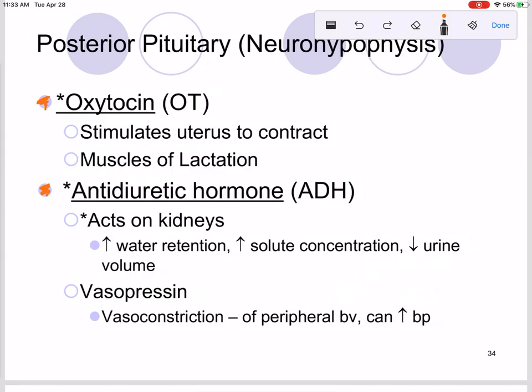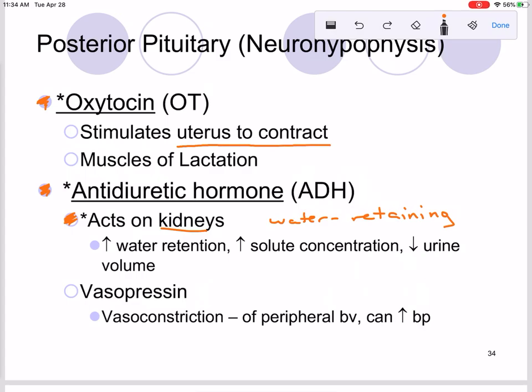So, as we know, these 2 hormones are actually produced in the hypothalamus, but they just happen to be released from the posterior pituitary gland. They're produced in the hypothalamus, travel down to the posterior pituitary gland where they're released from. You already know about ADH. Goes to the kidneys, that's the target organ or target cells, and this is our water-retaining hormone. See, some of these you already know. Don't even have to worry about it.